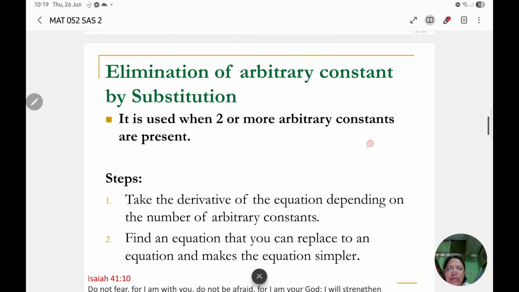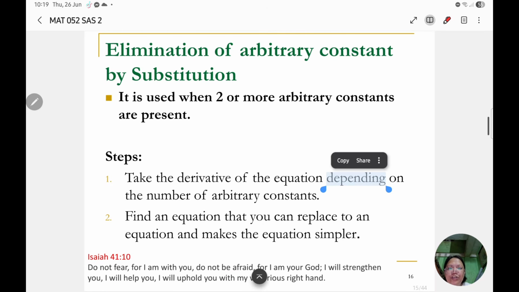Next, elimination of arbitrary constants by substitution. It is also used when two or more arbitrary constants are present. First step is to take the derivative of the equation depending on the number of arbitrary constants. Then next, find an equation that you can replace in an equation that makes the equation simpler.